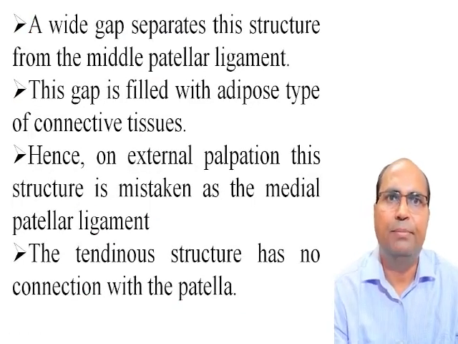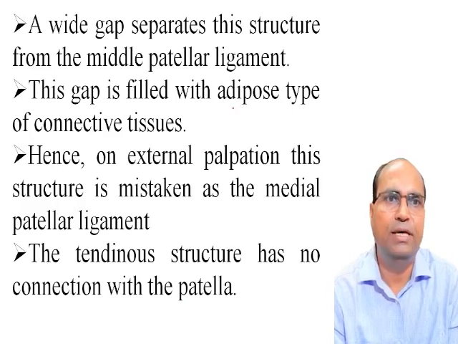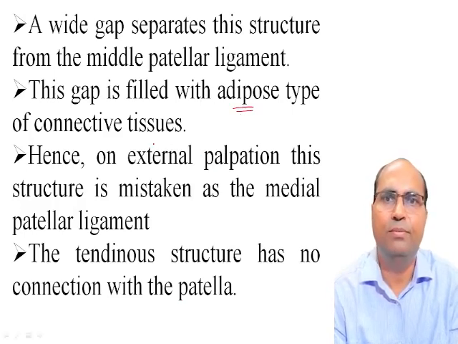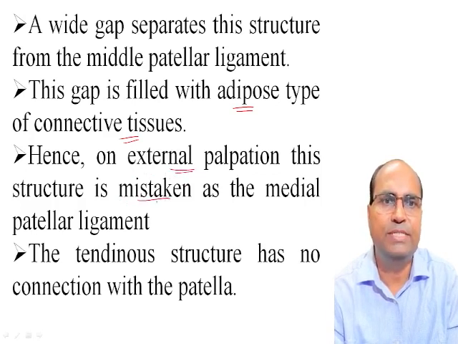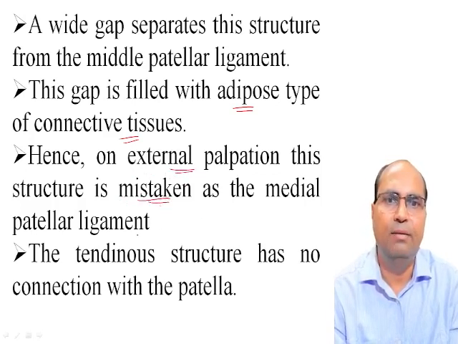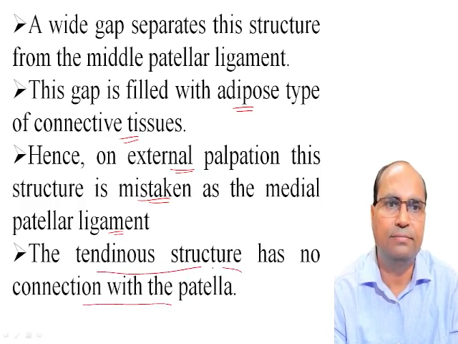A wide gap separates this structure from the middle patellar ligament. This gap is filled with adipose type of connective tissue. Hence, on external palpation, this structure is mistaken as the medial patellar ligament. The tendinous structure has no connection with the patella.